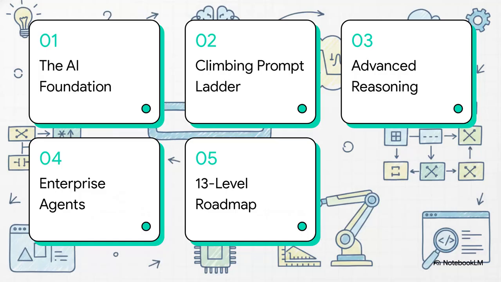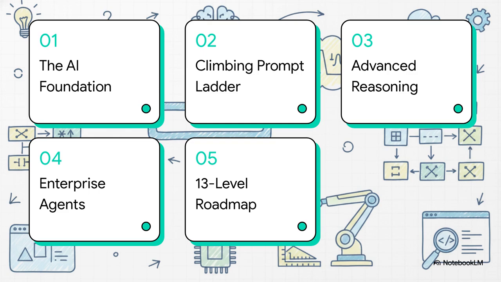Okay, let's run through our agenda real quick. First up, the AI foundation. Then, climbing the prompt ladder, moving into advanced reasoning and debugging, scaling up with enterprise agents and workflows, and finishing off with your 13-level roadmap. We are totally focused on practical, verifiable methodologies today.